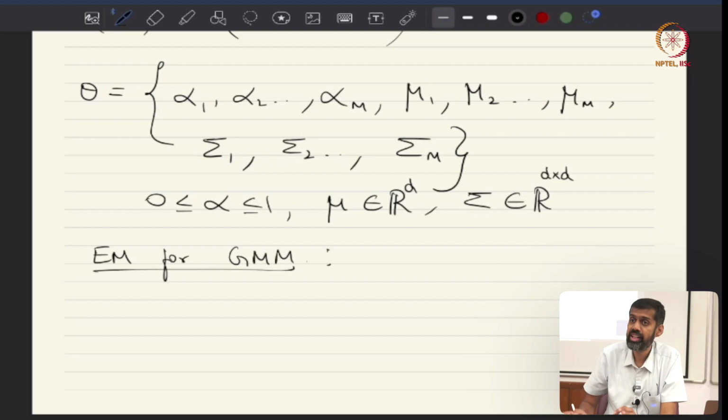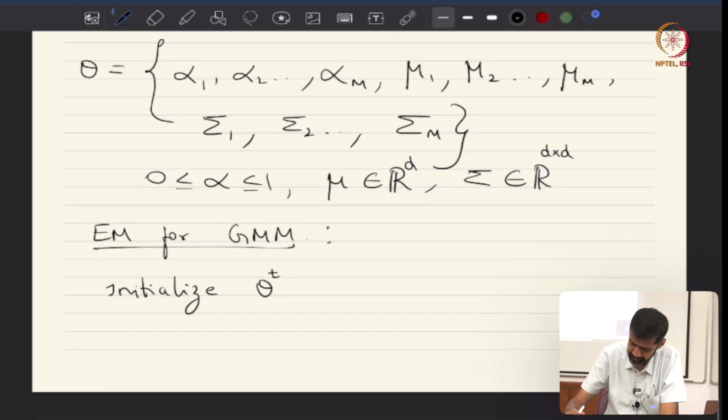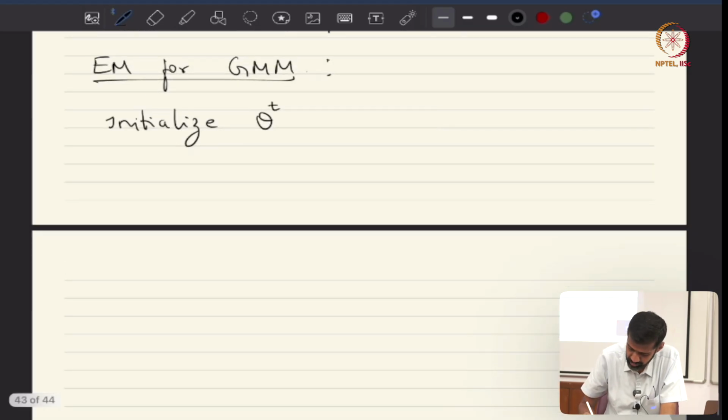So what should we do for EM? Initialize theta, theta t. Okay, we already have theta t. Now what should we do? We will first compute the variational distribution. Compute what? Q t plus 1.